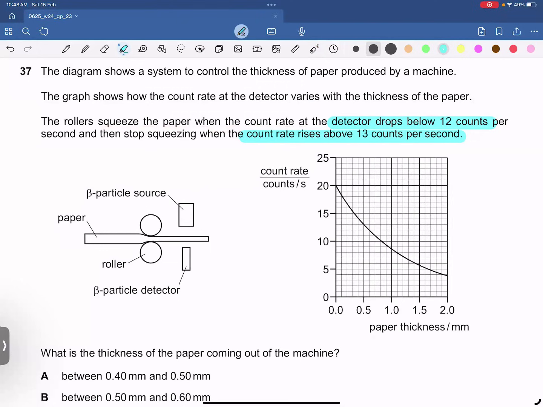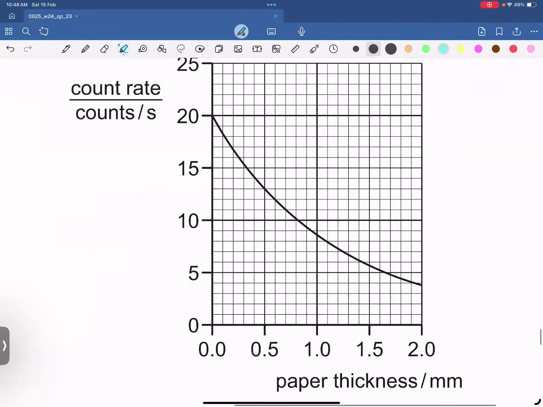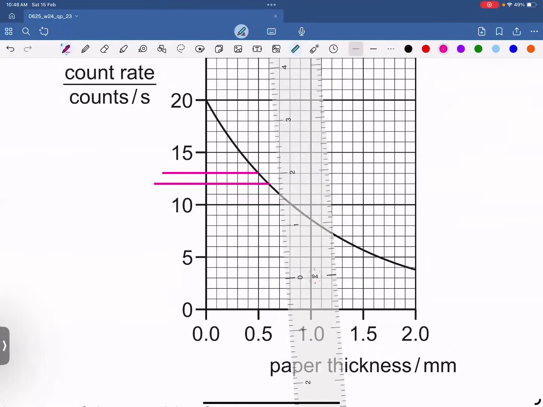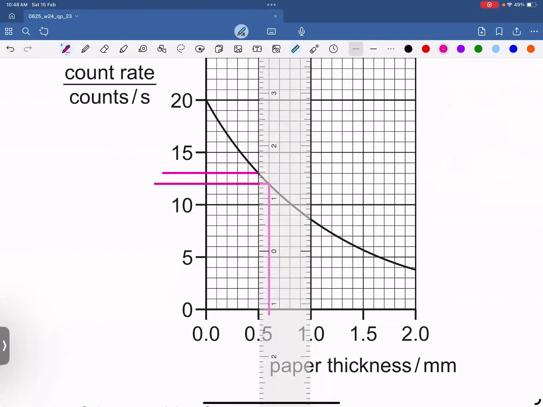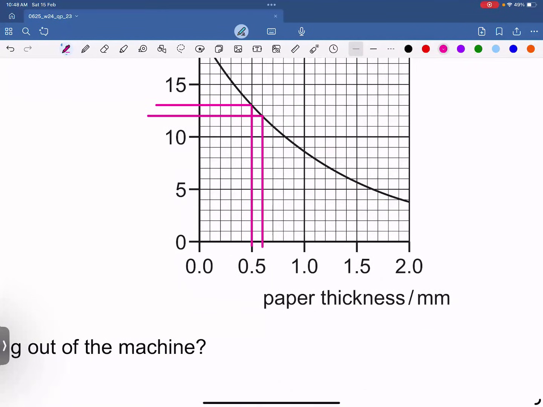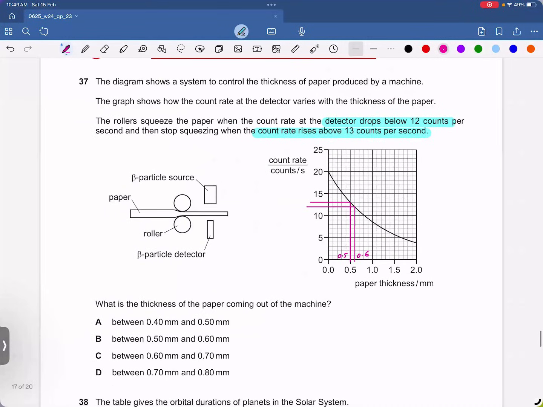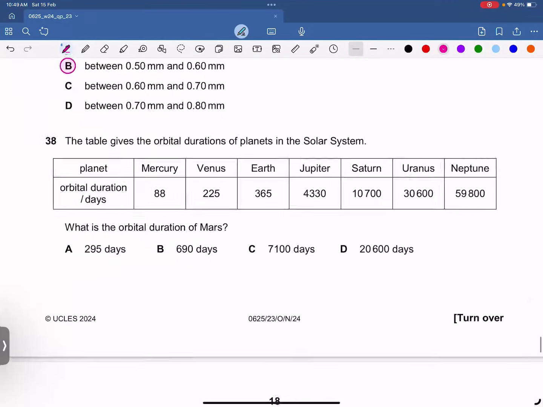So what do you do? You go to the graph and check the readings at 12 and 13 counts. It will give you the thickness. So at 12, at 13, go to the graph like that. So at 13, it is 0.6. And at 12, it is 0.5. So it means the thickness is from 0.5 till 0.6. So let's check which option is from 0.5 till 0.6. The option is B, my dear student. We proceed to the next question, 38.